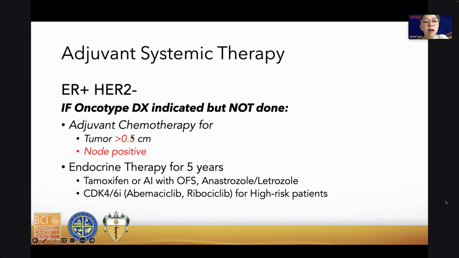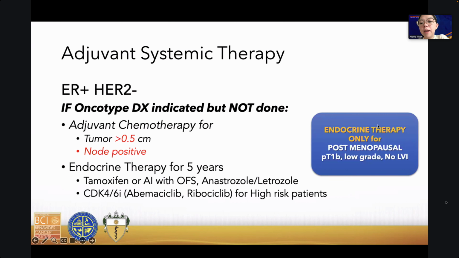So, any luminal patient who cannot do oncotype but more than 0.5 cm tumor and node positive, chemotherapy is usually indicated, followed by endocrine therapy for at least 5 years, tamoxifen or aromatase inhibitor with ovarian suppression for premenopausal, aromatase inhibitors for postmenopausal. For high-risk patients, we add on CDK4/6 inhibitors.